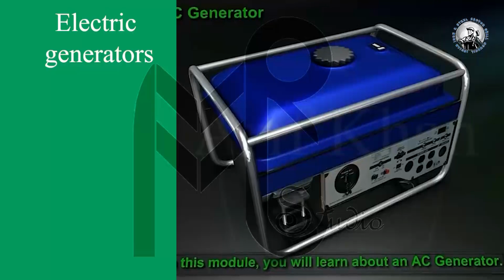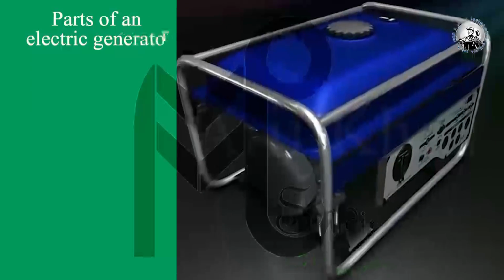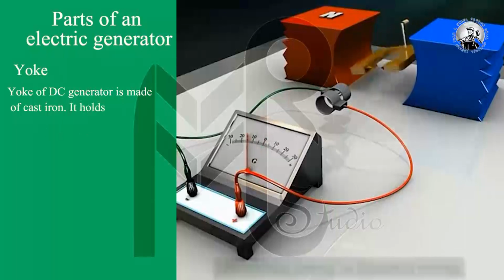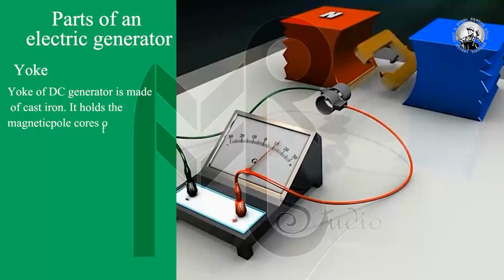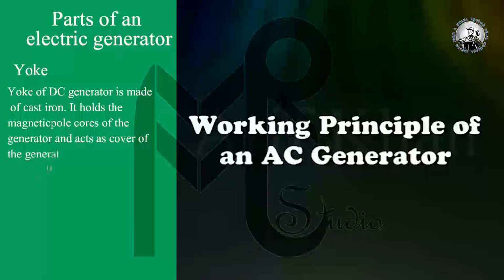Electric generators. An electric generator converts mechanical work into electrical energy. Parts of an electric generator. The yoke of a DC generator is made of cast iron. It holds the magnetic pole cores of the generator and acts as a cover for the generator.